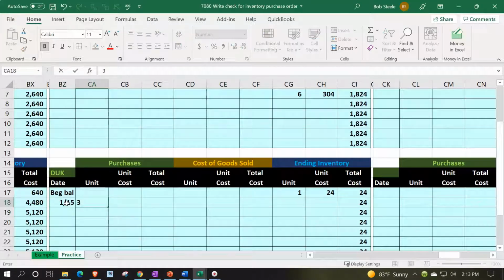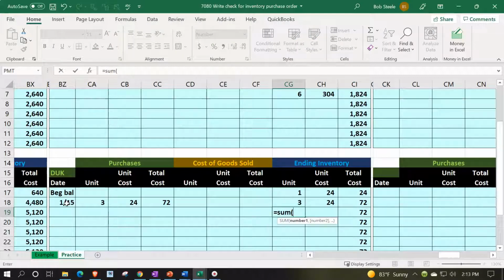This is on 3. We got 3 of those we purchased, these cost $24. So now I'm going to say 3 times 24, 72 total. And then I'm just going to bring that over. This is the only one we purchased here. 3 times 24, multiplying that out, gets us up to 72.